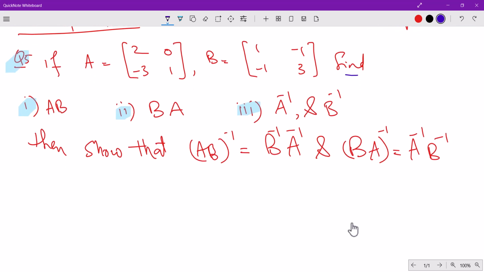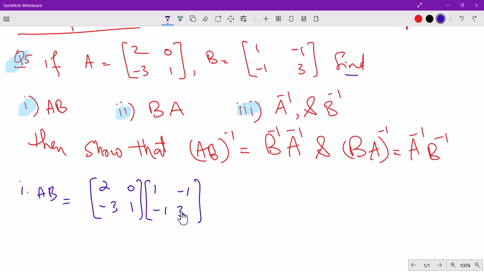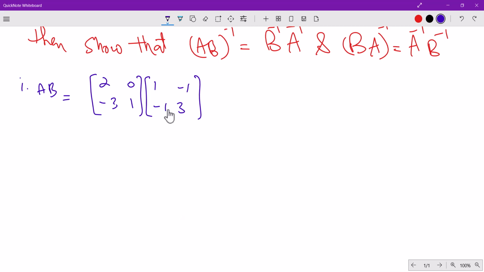First, the product AB, part number one, which is equal to AB. Matrix A is equal to [2, 0; -3, 1] and we multiply matrix B, [1, -1; -1, 3]. Now the multiplication details: 2 multiply 1 is 2, plus 0 is 2 minus 2 plus 0, minus 3 minus 1 plus 3, plus 3.